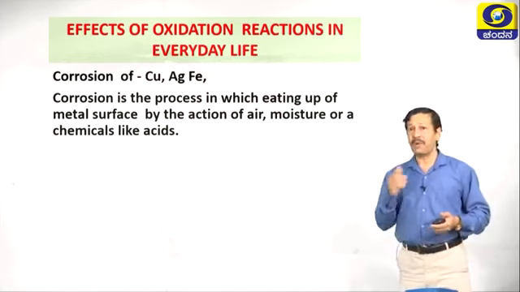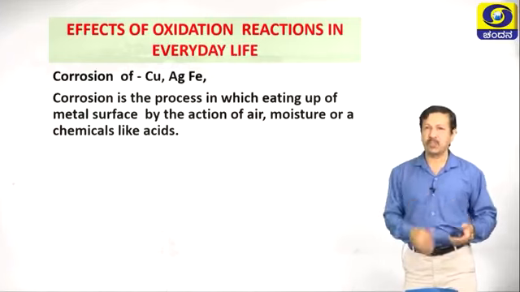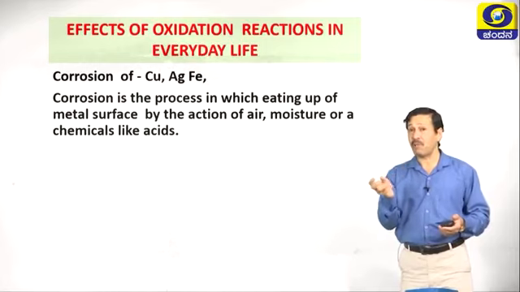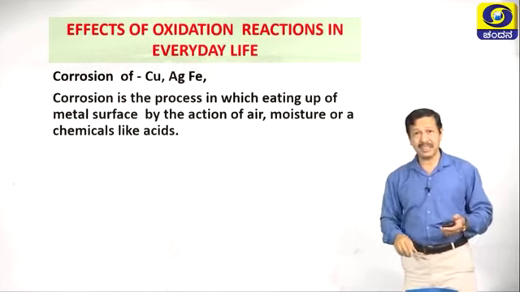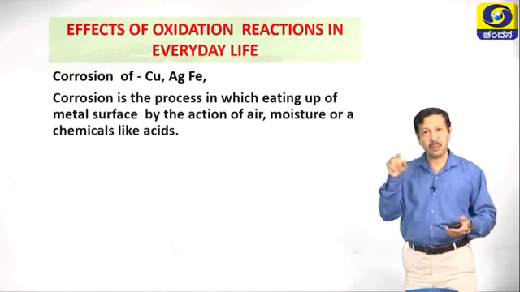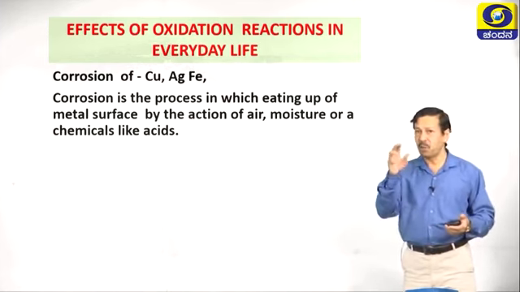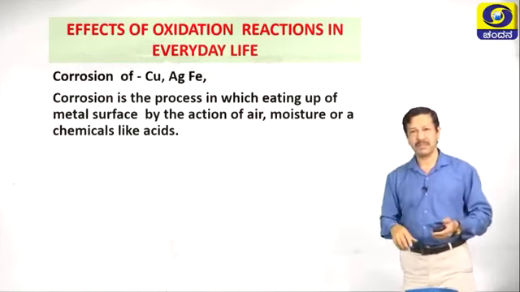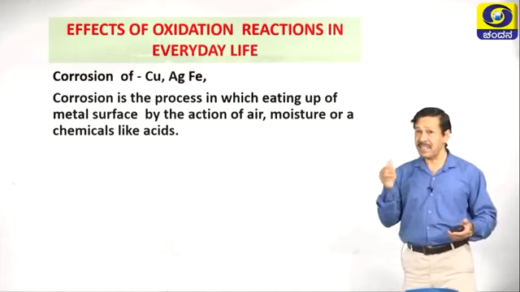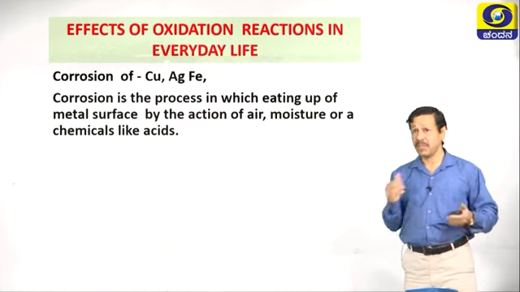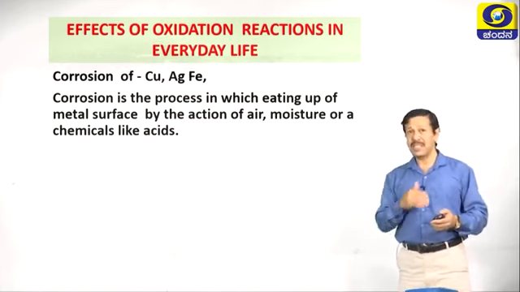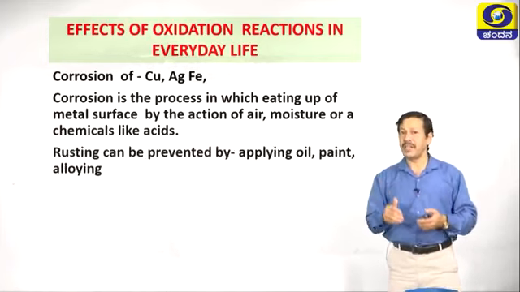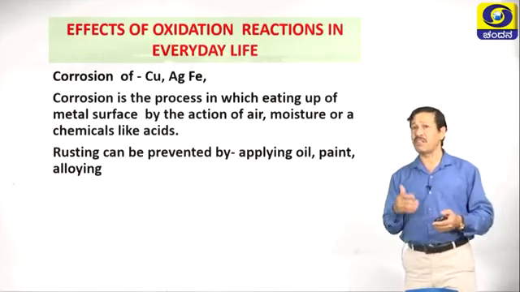Similarly, copper vessels on exposure to atmosphere turn greenish because of formation of a greenish compound, that is basic copper carbonate, Cu(OH)2.CuCO3. To clean this one, we are using acidic substance. So, you will learn that one in next chapter. So, these are the impact of redox reaction in our daily life. Rusting can be prevented by applying oil, paint or alloying or some other methods.